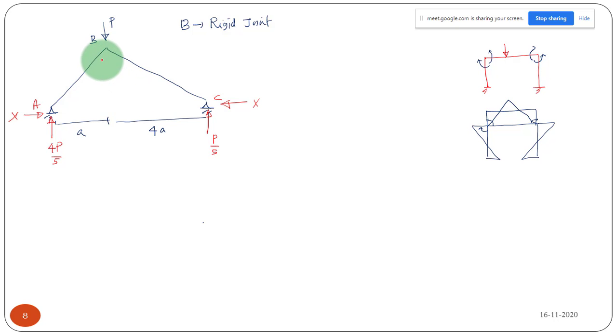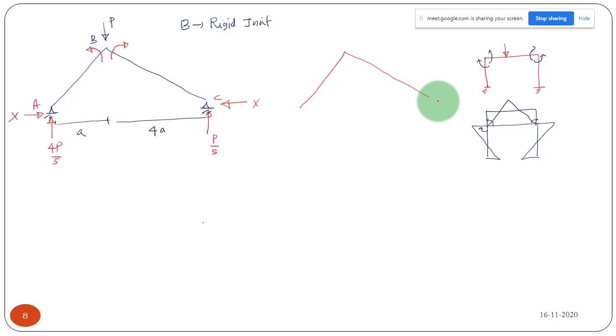So let us take, if it is a sagging moment like this, anti-clockwise, then what should be the moment at this member and in this member? If it is anti-clockwise, which direction should it be? By keeping this in mind, it should be like this, clockwise. Okay, that is one possibility because we don't know about the direction.